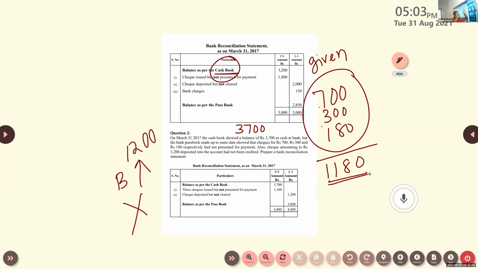Cash book, bring it up. So we have to add it back. Correct? Yes.